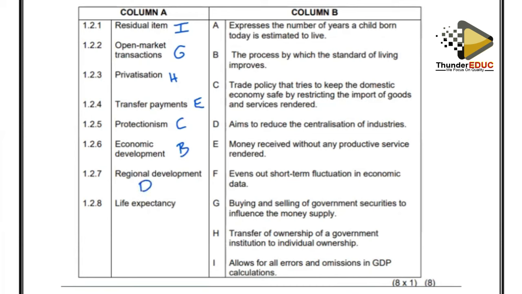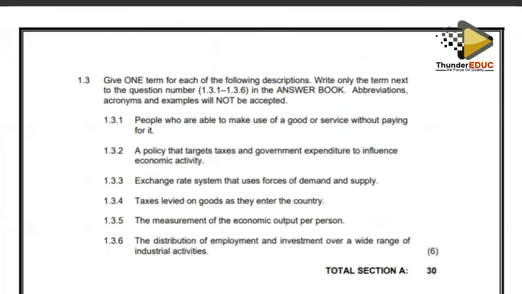Okay, right. So now let's move on to 1.2.8. 1.2.8 reads as follows: life expectancy. So now here we check the time that an individual lives from the day he was born up until he dies. That is actually called life expectancy. So now the appropriate answer for this is what? It expresses the number of years a child born today is estimated to live. Meaning our appropriate answer in this regard is going to be A. Okay, right, grade 12. So now let's move on to the next question.